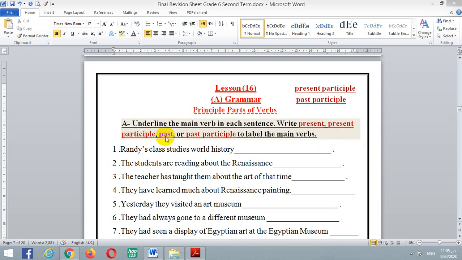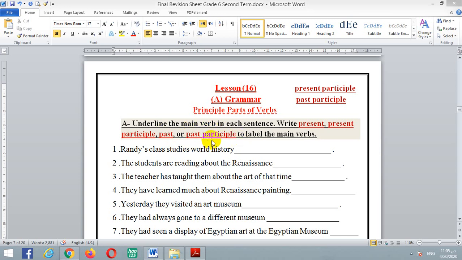Past. I think we talked in detail about past and past participle in lesson 15. Past is the second form of the verb. If the verb is regular, we add ed or d. If the verb is irregular, as we said before, it must be memorized, like for example, come, came, come, or another example, begin, began, begun, and so on. Okay? What about past participle?